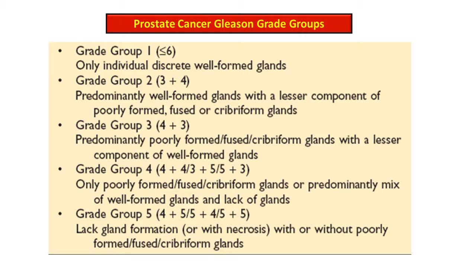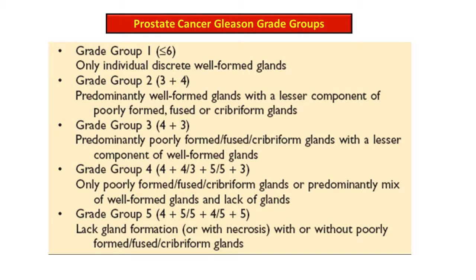So a new grading group system is developed for these cases, and this prostate cancer Gleason grade group system has simplified the grading of prostate cancer, and in this score 6 category is graded as lowest grade group 1. This grade group 1 is composed of only individual discrete well-formed glands, while grade group 2 is predominantly composed of well-formed gland with a lesser component of poorly formed fused or cribriform gland, while grade group 3 is vice versa of this grade 2, in which the poorly formed glands are predominant and lesser component of well-formed gland is present.